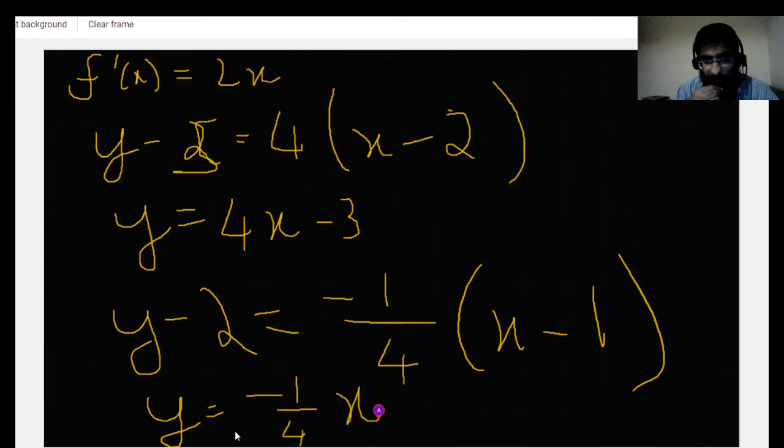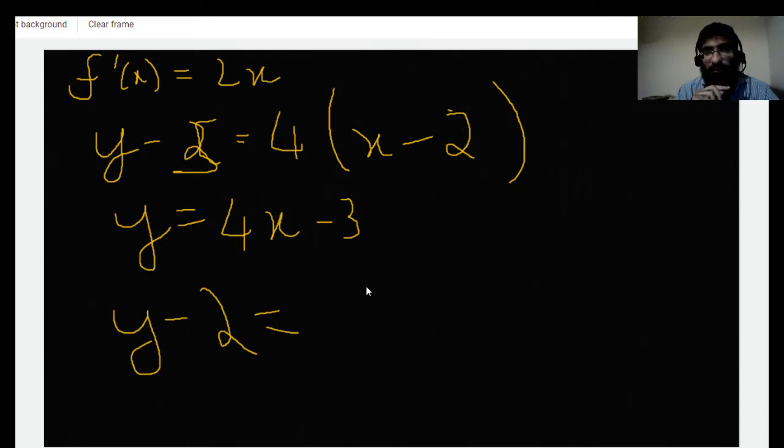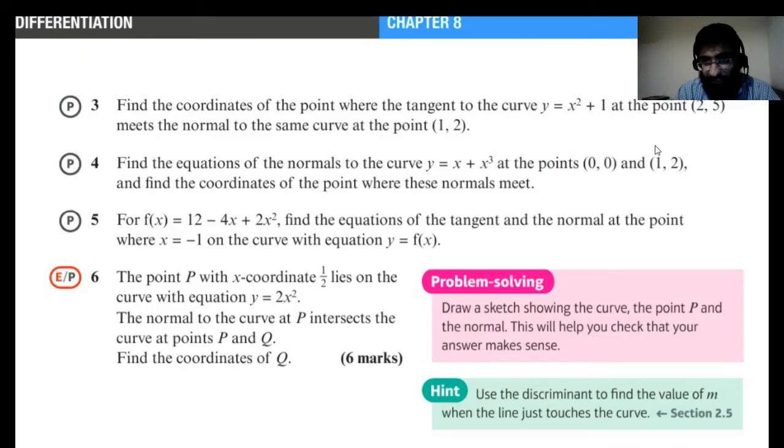That's what I'm trying to tell you. The normal is not at the same point as the tangent. The tangent is at a different point, 2 comma 5. There is one tangent and there is another normal at a different point, and then we have to give the point of intersection of these two lines.